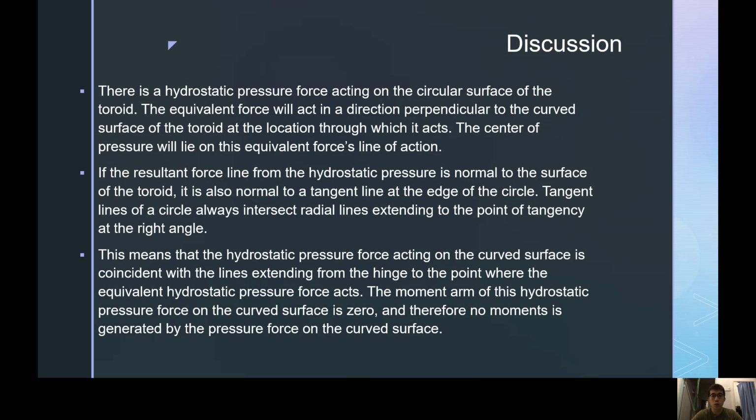Tangent lines of a circle always intersect radial lines extending to the point of tangency at a right angle. This means that the hydrostatic pressure force acting on the curved surface is coincident with the lines extending from the hinge to a point where the equivalent hydrostatic pressure force acts. The moment arm of this hydrostatic pressure force on the curved surface is zero, and therefore no moment is generated by the pressure force on the curved surface.